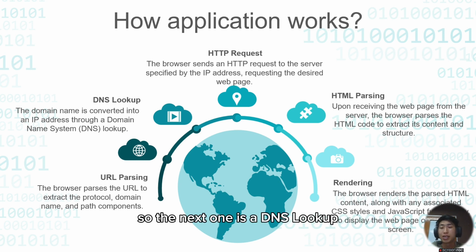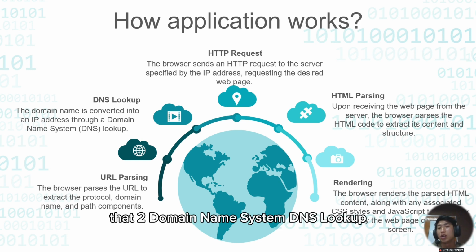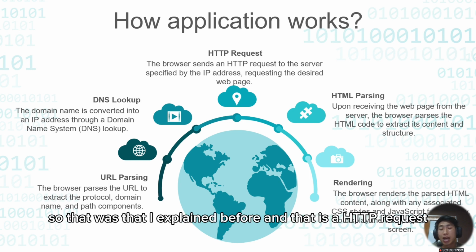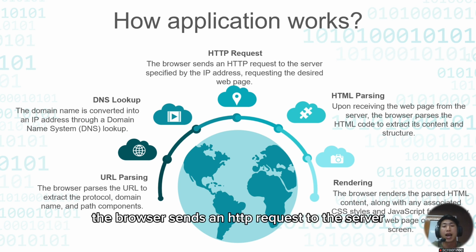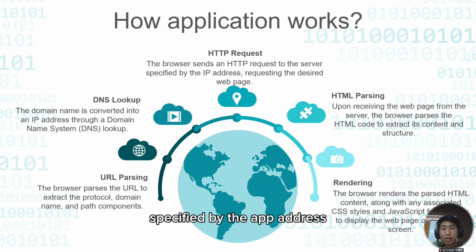So the next one is a DNS lookup. The domain name is converted into an IP address by the domain name system, DNS lookup. So that is what I explained before. And the third is an HTTP request. The browser sends an HTTP request to the server specified by the IP address, requesting the desired web page.